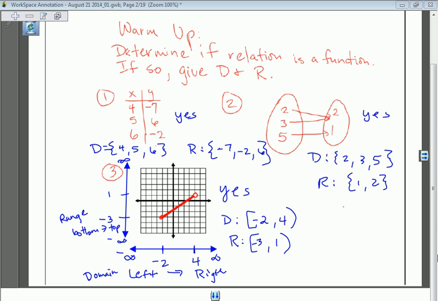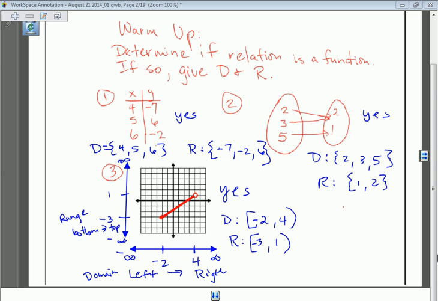Range. Range is our y values, and you always look from bottom to top. So if we're going from bottom to top on this, the lowest y value is down here at -3. The highest y value is at +1. So the range goes from -3 to +1.